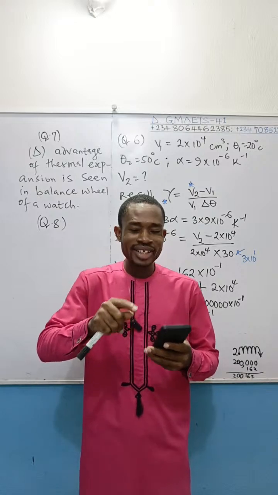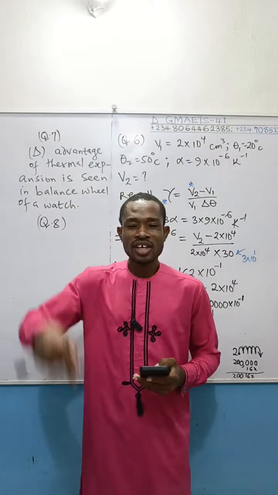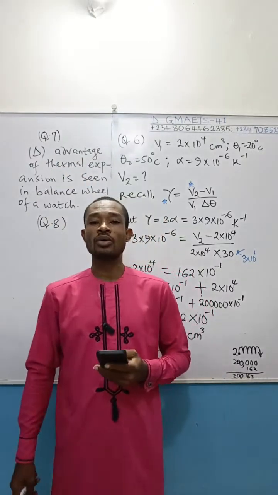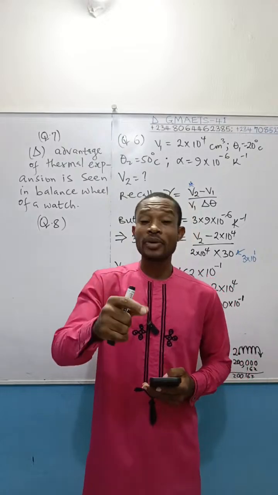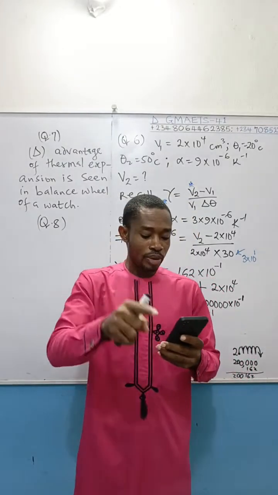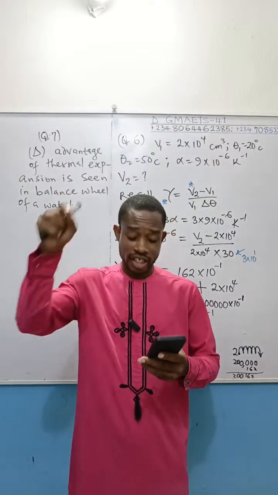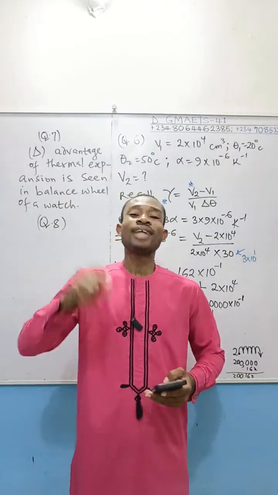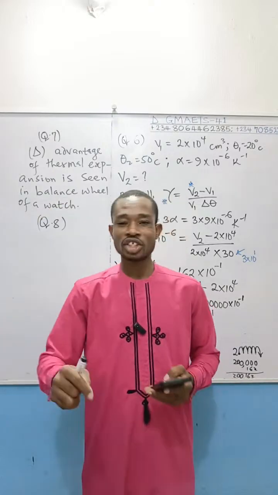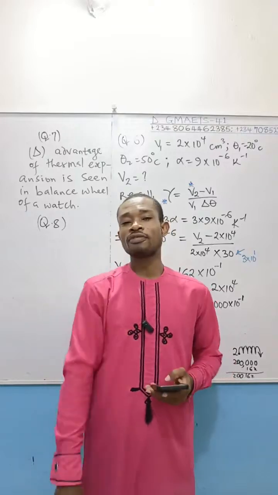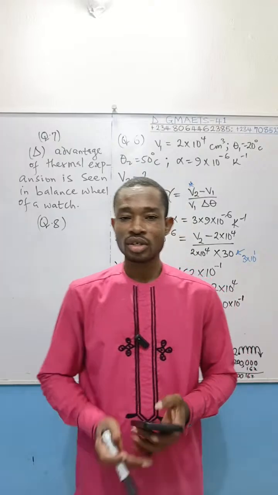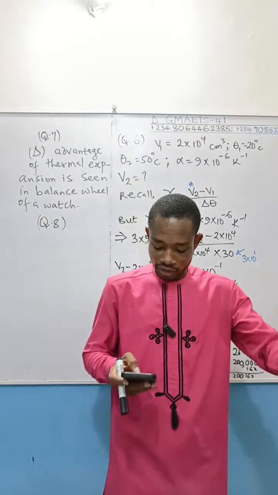Which of the following is not, the emphasis is not, an application of expansion in metals? A. Bimetallic strip. It is an application, so it's part of the application. B. Compensated wheel of a watch. It is an application. C. Temperature control in an electric iron is an application. Sagging of telegraph wire is not an application. That one is a disadvantage. It is a consequence of thermal expansion.